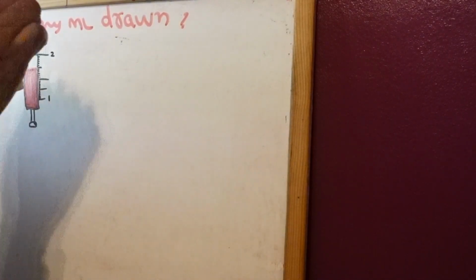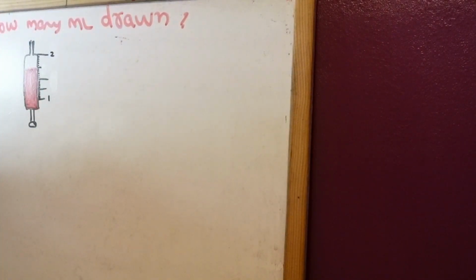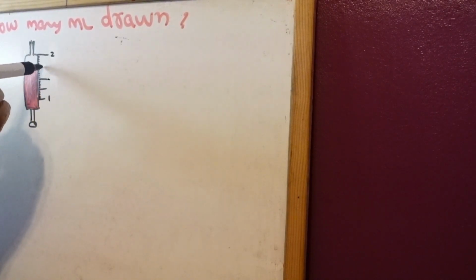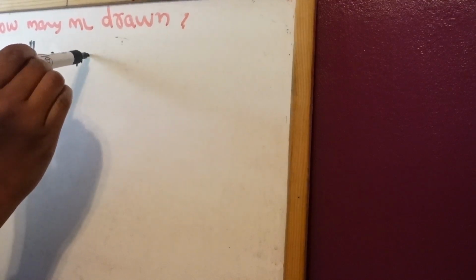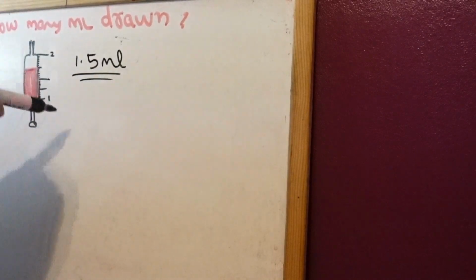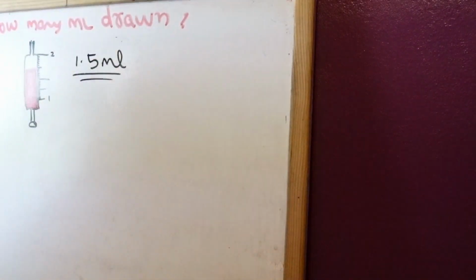So how many ml drawn? They give you a picture of a syringe containing some liquid and they ask you how many ml is drawn. So you can see this is up to 1 and this is 1.5. So you have to write 1.5 ml. This type of question usually comes for the exam, so make sure you know that.